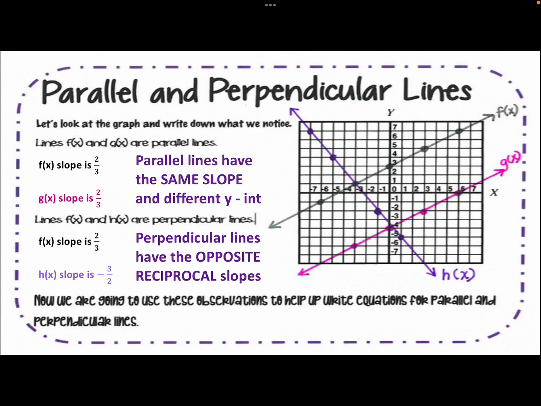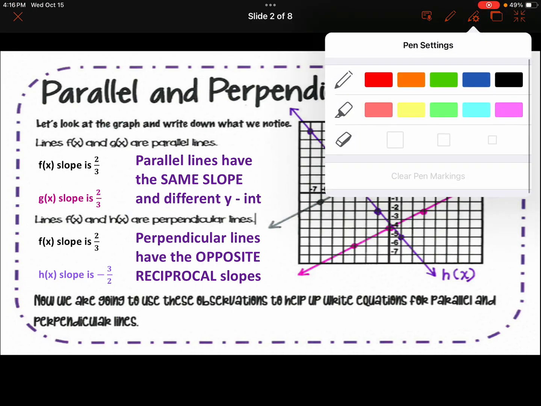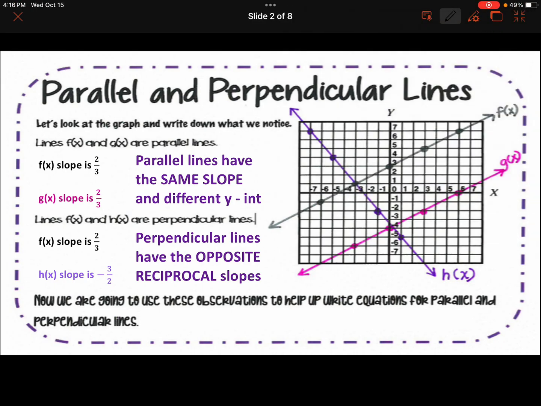All right, so first we're going to recap what we just investigated about parallel and perpendicular lines. First we noticed that parallel lines have the same slope, but they have different y-intercepts. That way they're not the exact same line. And the abbreviation for parallel is this right here. Slanted lines going in the same direction.